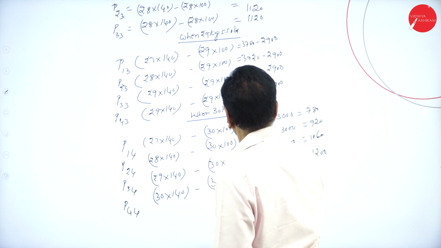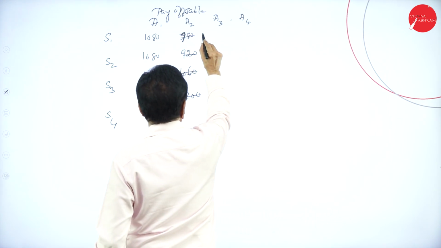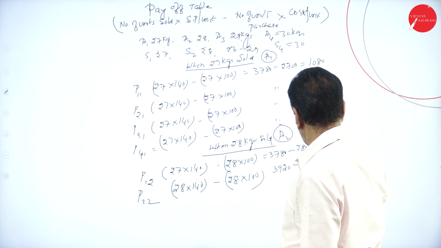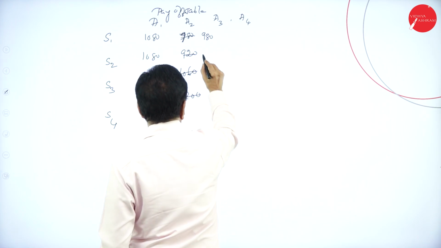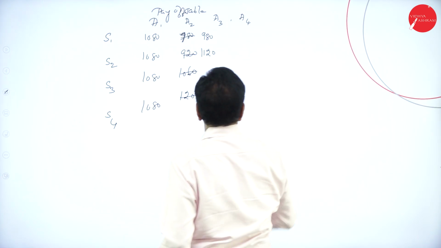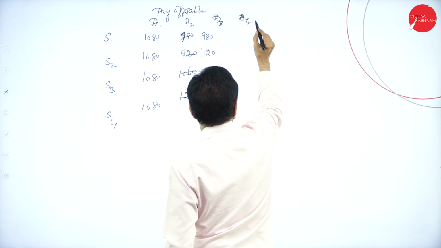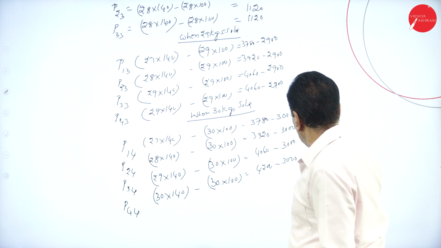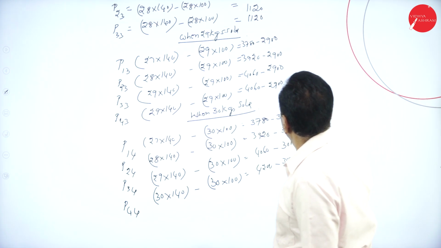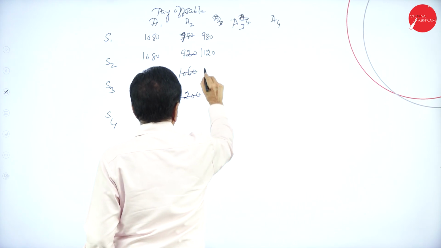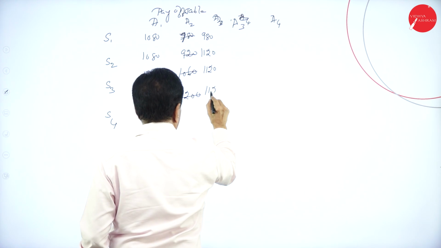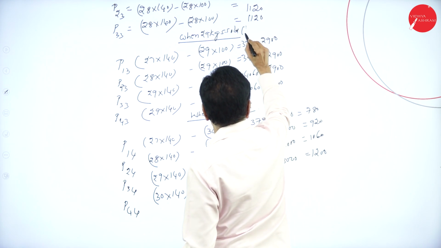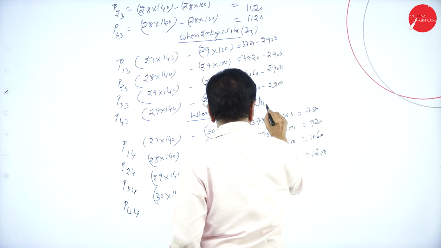980, then 1120, and you can write. This is A3, this is A4. 1120, then 1120, 1120. Then A3, 29 kgs. This is your A3. This is your A4.